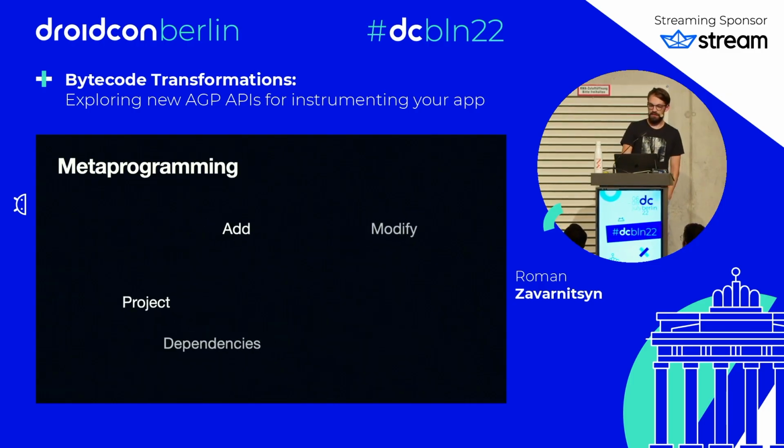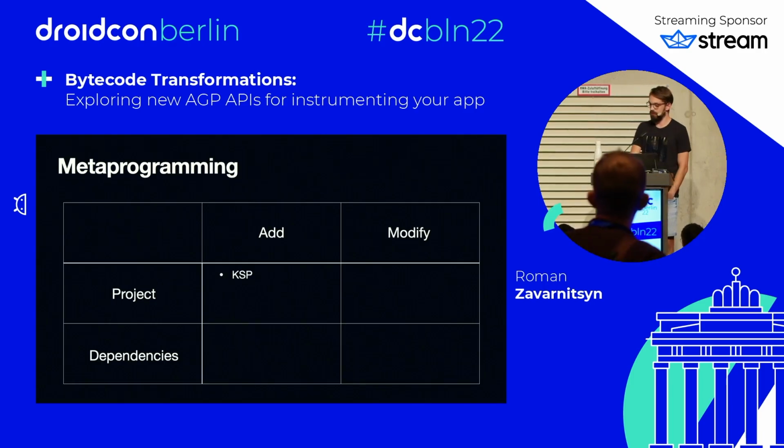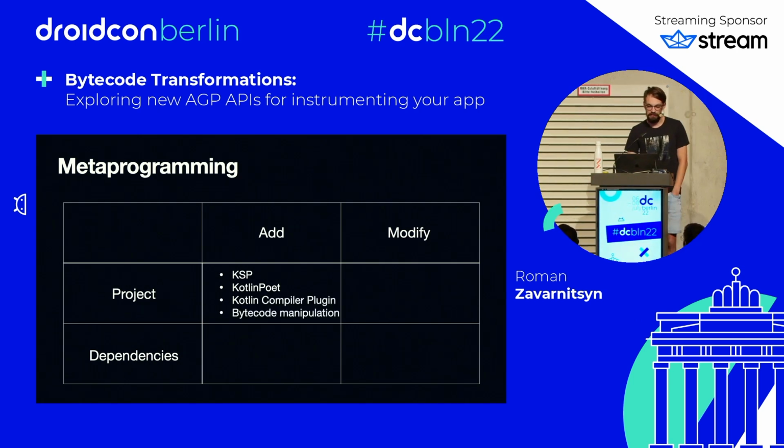And if we put this into a table, we can basically identify what solution we need here. So for the first cell here, if we want to add new code to the project files, basically all of the mentioned solutions would work, because with KSP and Kotlin Poet, that's essentially their point, to generate new source code and then attach it to your application. And you can also do this with the Kotlin compiler plugin or bytecode manipulation if you're feeling adventurous, because it's going to be a really complicated task.